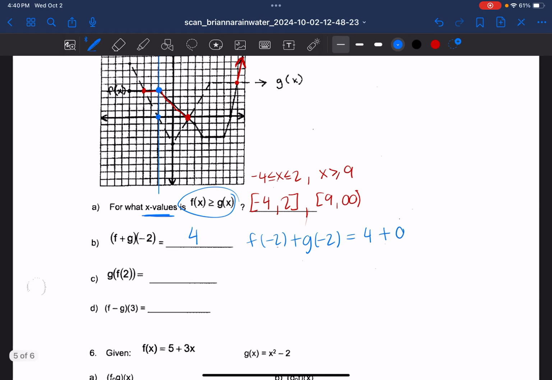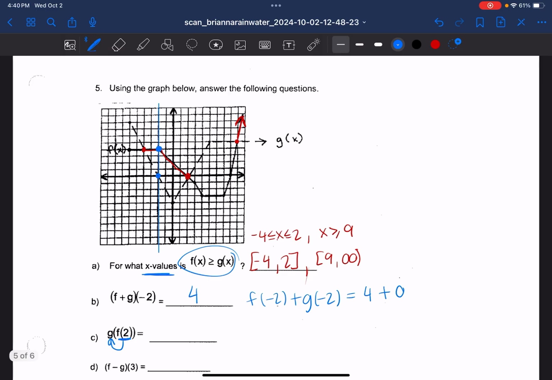Part C says to find g of f of 2. So I'm going to take f of 2 and plug it in to g. So I come up here to 2, and I need to find where f intersects that line. That would appear to be right here, which is at 0. So this becomes 0. What they're really asking for is g of 0. So right here is the line 0. And I want to know where g touches that line. Well, that would be at this point right here, which is at -4.